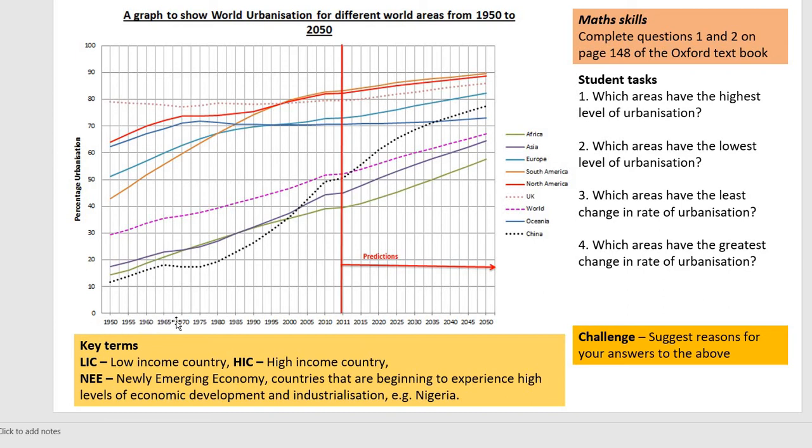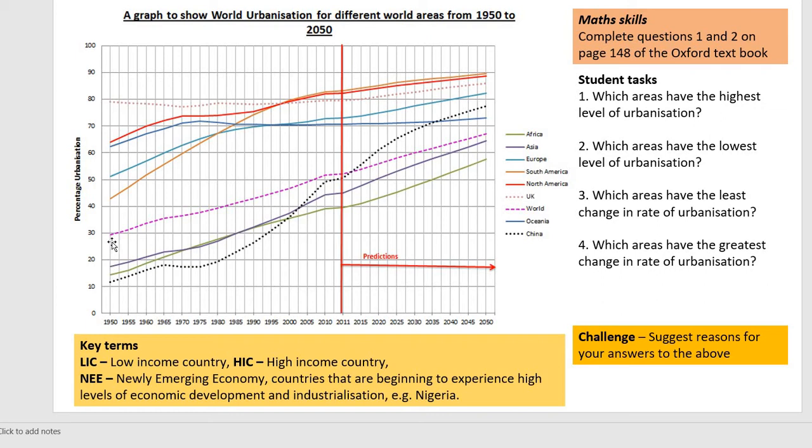We have dates along the bottom from 1950 to 2050, and we have the percentage of urbanisation, so the percentage of people living in towns and cities, going up the side. All the different colours are just all the different parts of the world that the graph looks at. Mostly it is split into continents, but there are a few individual places. We have got the UK, which is this pink dot. We have got China, which is the black dots, and we have got the world as a whole, which is the pinky purpley dashes.